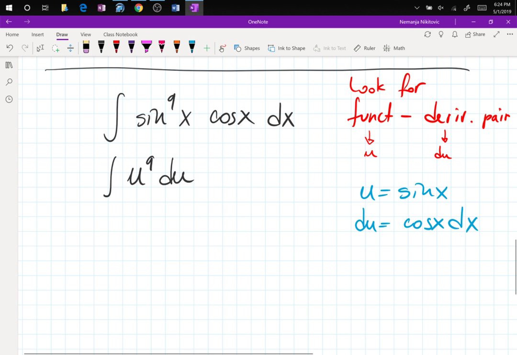I got the polynomial. Out of this terrible trick question, I got a polynomial that we just go, oh, it's u to the 10 over 10 plus c. Yay! And then, I don't care about u, I care about the x, right? So we go 1 over 10 sine to the 10 x plus c.